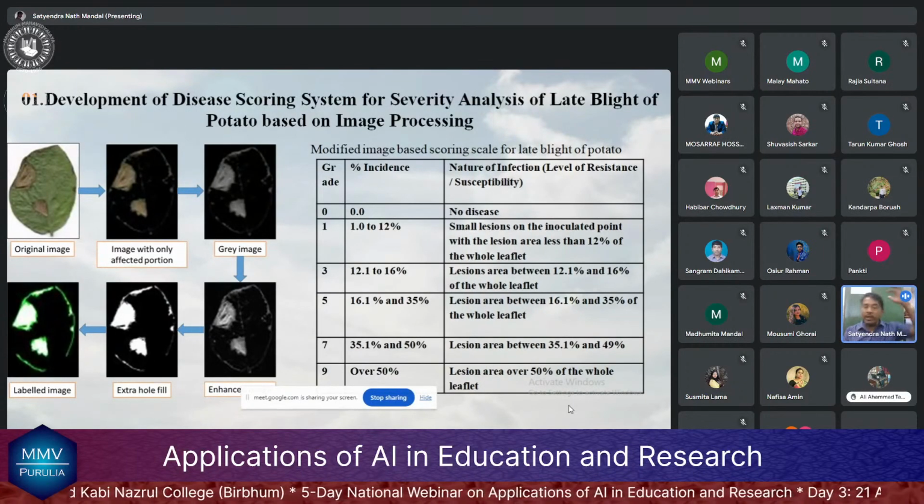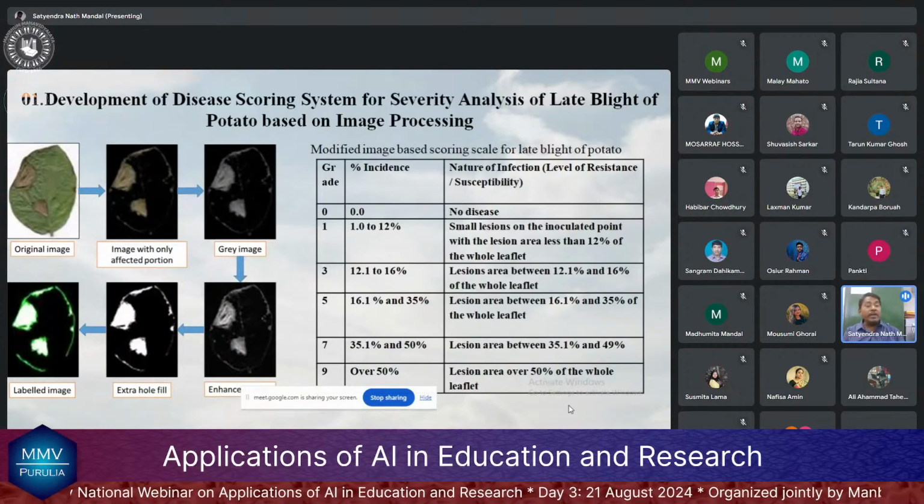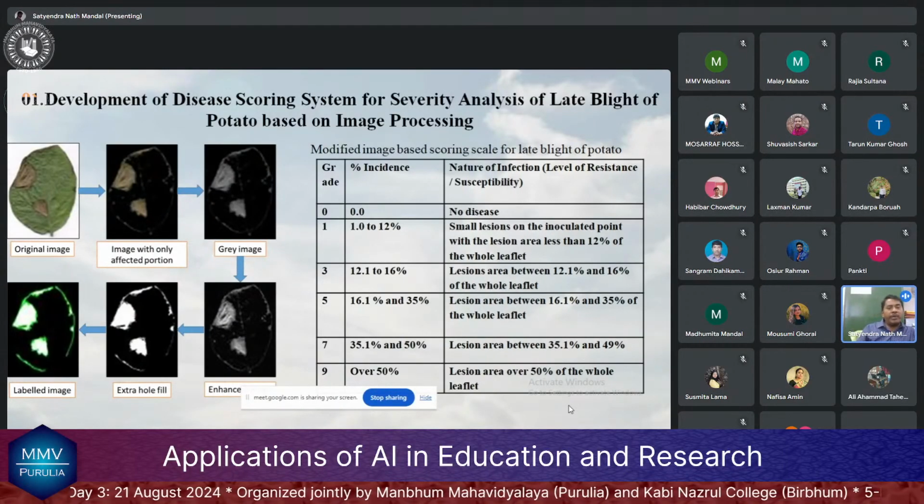What we did was capture some photographs and send them to experts at different levels, like people working on potato disease: university students, university teachers, and scientists working at a research center. But we got different responses. Most of them were confused between level 3 and level 5. And if they are confused, then what will be the status of the farmer?